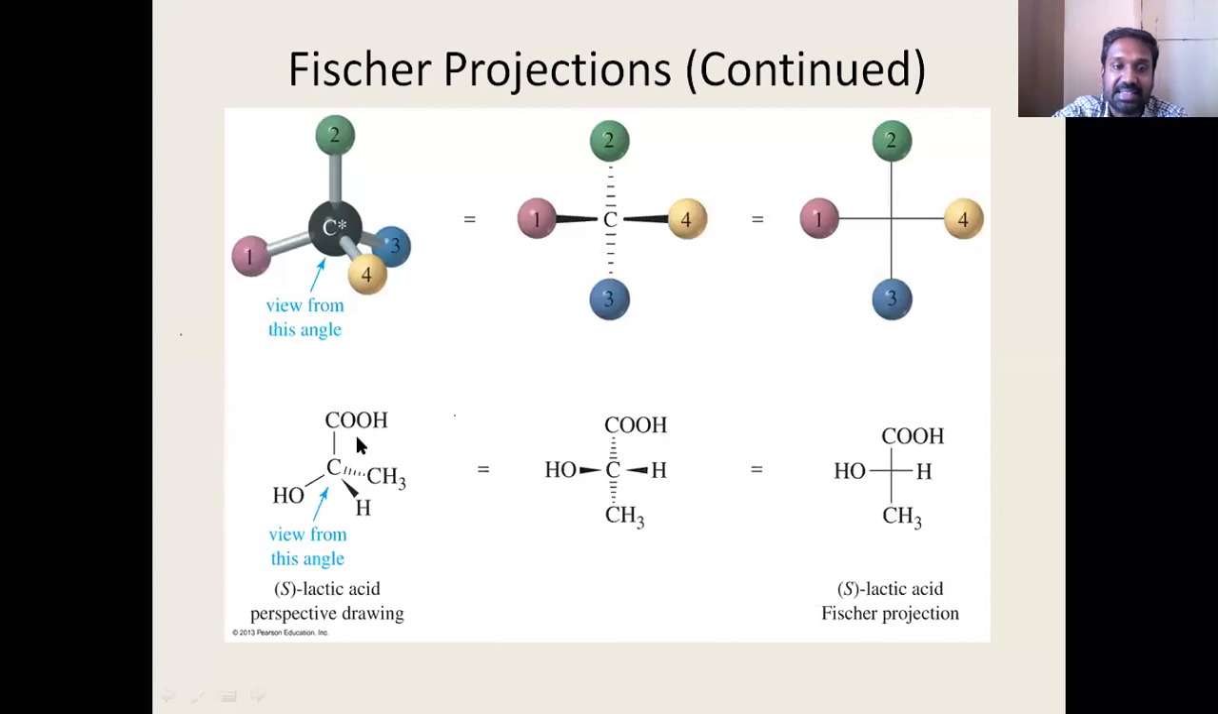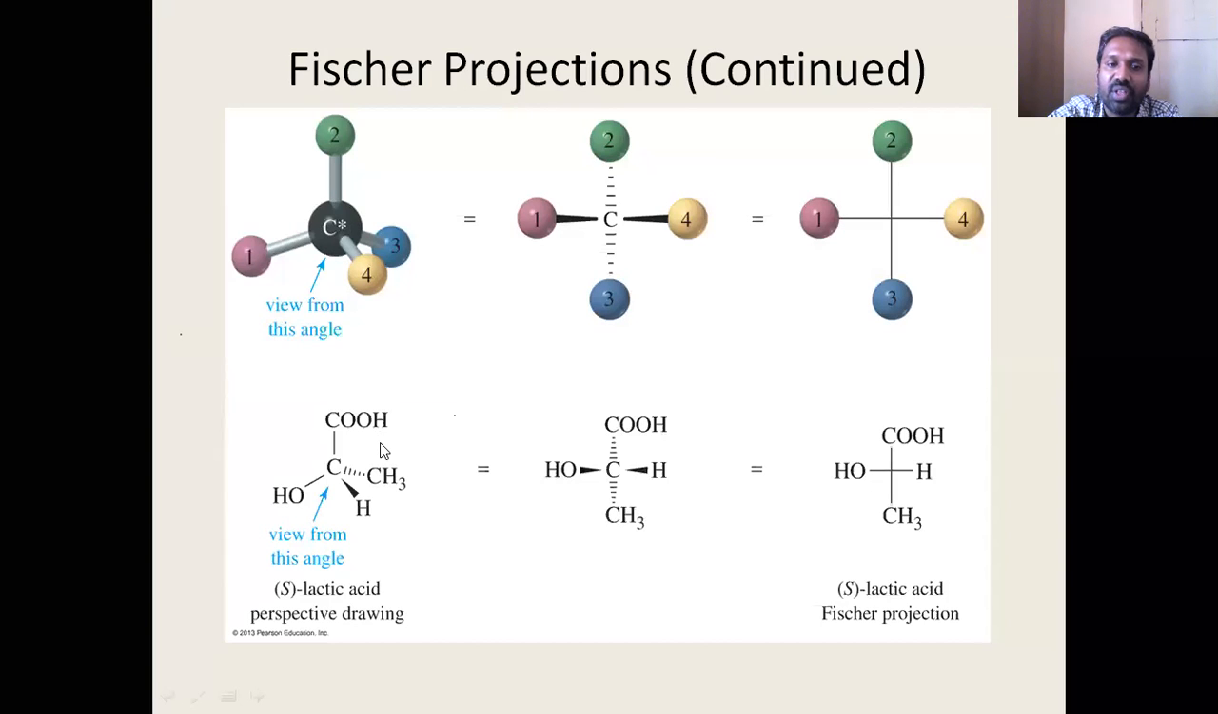Now take the lactic acid example. View the molecule from this angle and convert it into Fischer projection. So I am viewing like this. Which are the substituents towards me? OH and H, which I have written like this. Which are the substituents away from me? COOH and CH3 away from me. So COOH, CH3: solid wedge, convert into a horizontal line. Dashed wedge, convert into a vertical line. And don't show the carbon here. So this is the Fischer projection of lactic acid.